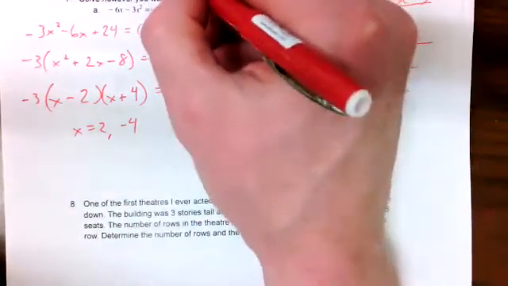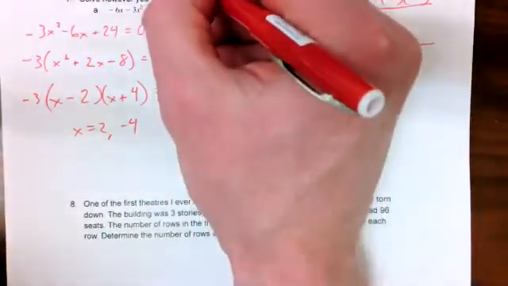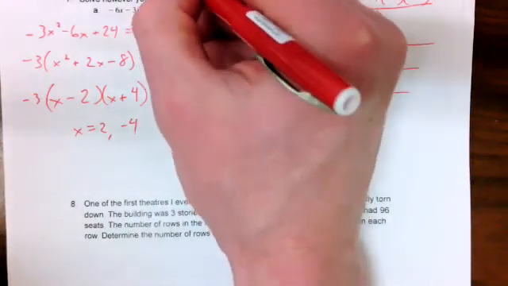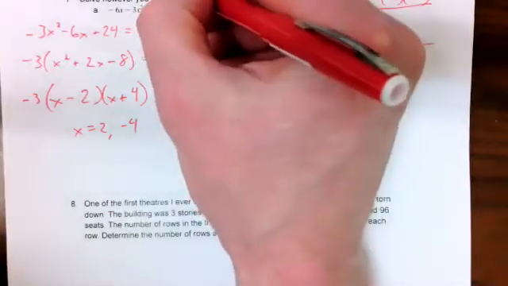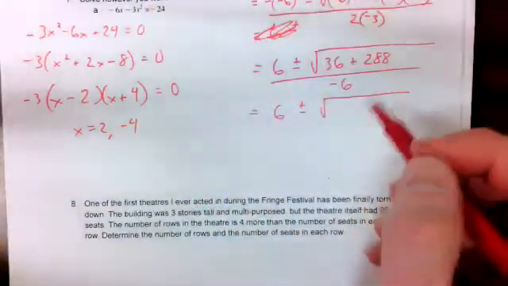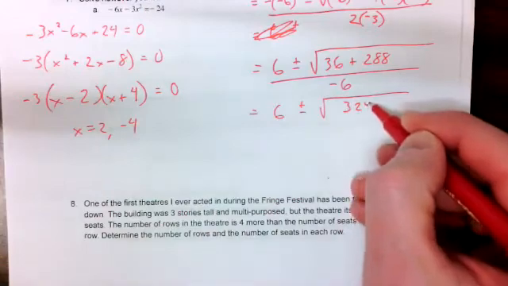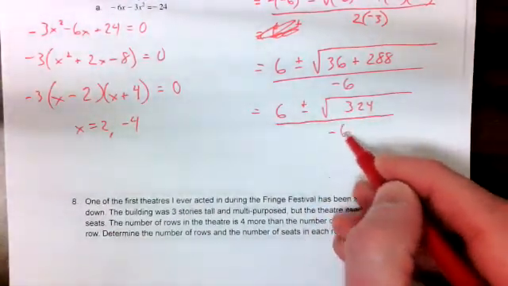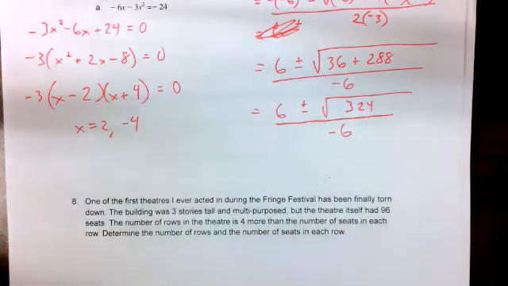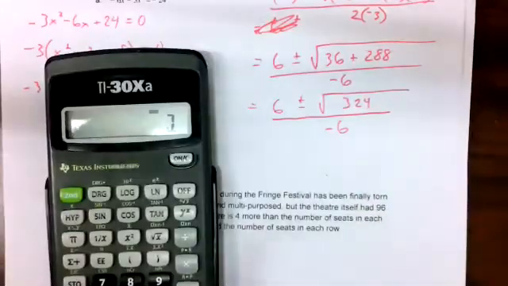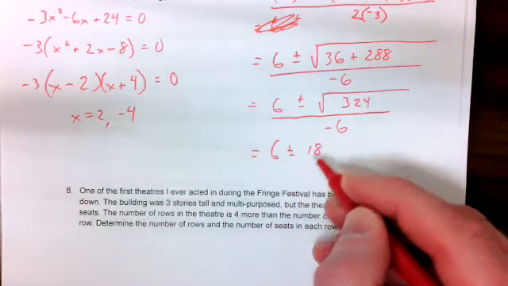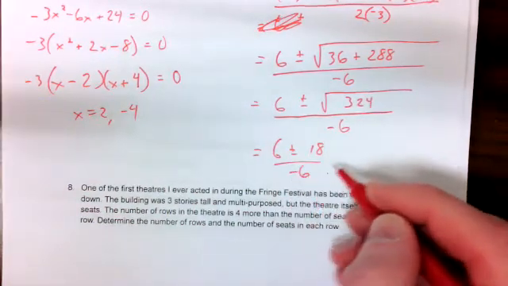I can't do that in my head for some reason. 288, 36, 14, 9, 12, 324. Yeah, I wouldn't give this to you. It's too big. 324. All over negative 6. Okay, but the root of 324, just to prove a point here, 18. See? So it's 6 plus or minus 18 over negative 6.